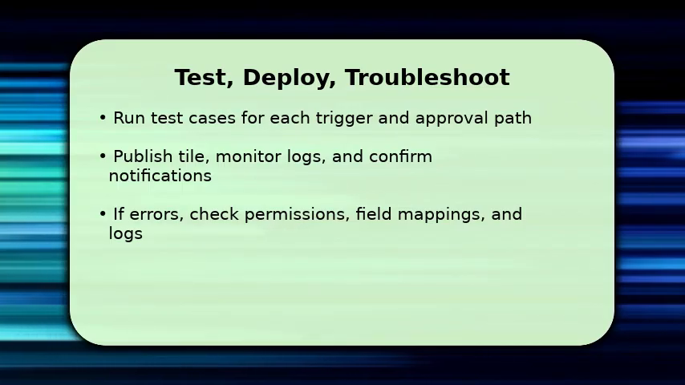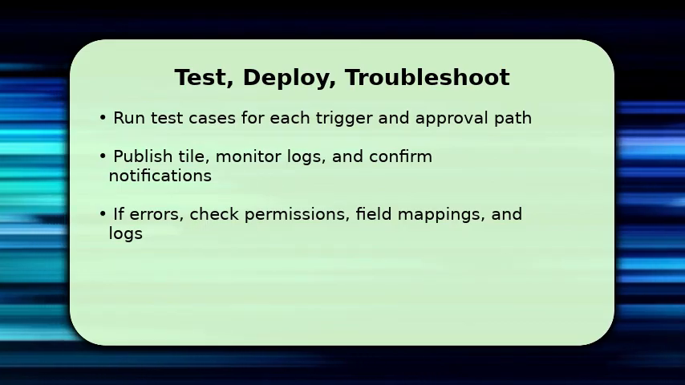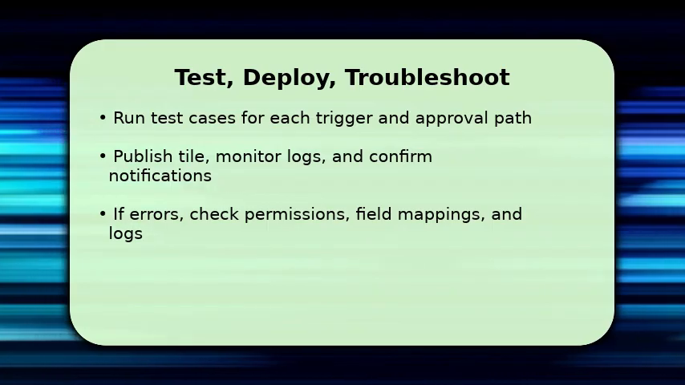behavior. If something goes wrong, focus troubleshooting on 3 areas: permissions mismatches, incorrect field mappings, and failed notification configurations. Check logs for validation errors.